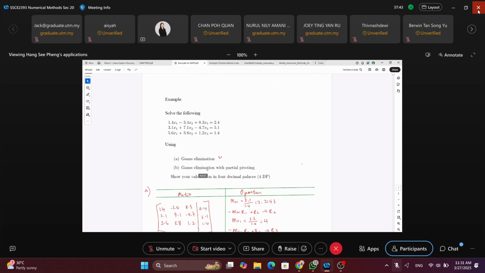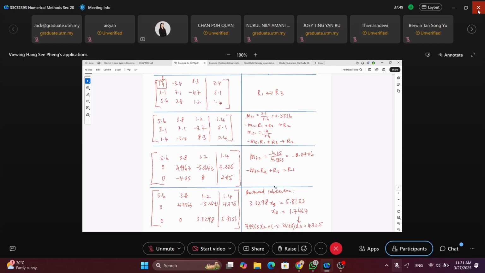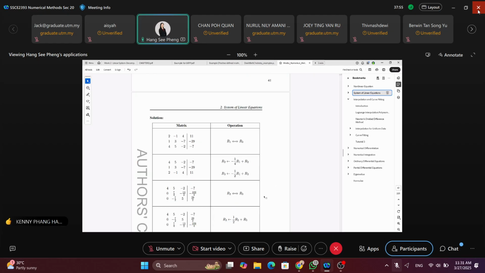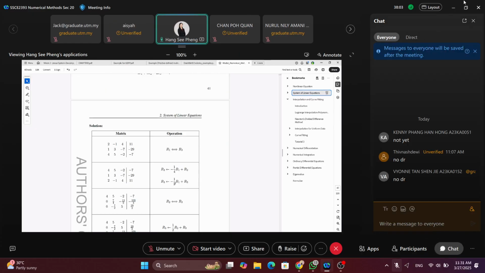Okay, any questions for this Gauss elimination with partial pivoting? Basically, if we have a question like this, this is another question, and the solution you can find in the textbook. For those who buy the textbook, later you can check on it. Same thing also.